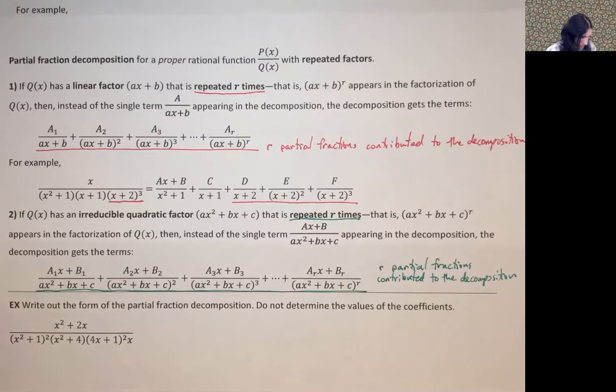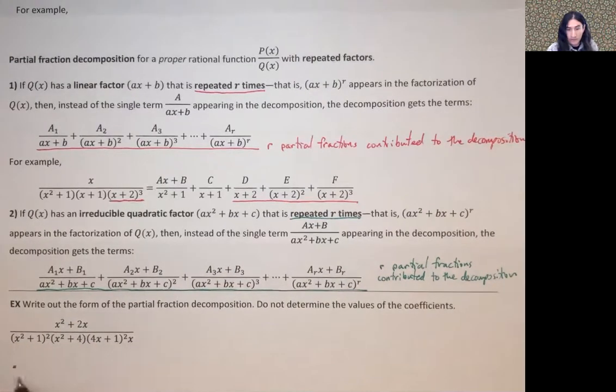I should probably do it on the next line because it's going to be kind of long. Because how many fractions are we going to have? How many partial fractions are we going to have? We're going to have 1, 2, 3, 4, 5, 6. So I'm going to have a list of 6 different partial fractions contributed here because of the repeats.